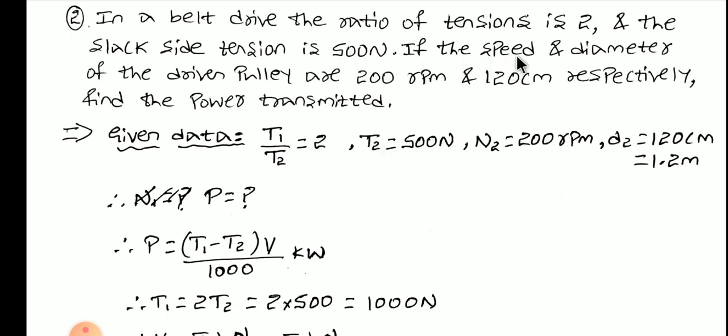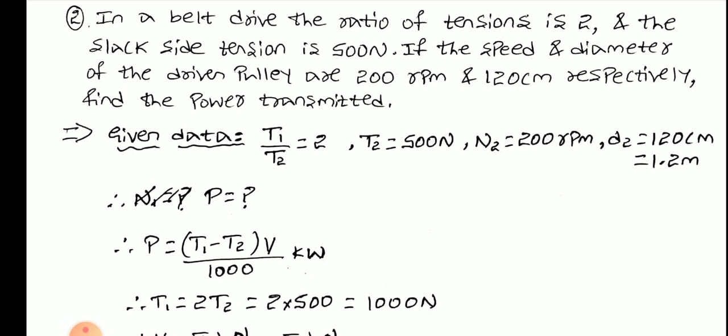If the speed and diameter of the driven pulley are 200 rpm and 120 centimeter. In this case, he has given the diameter of the driven pulley, d2 is 120 centimeter. Convert that into 1.2 meter, and he has given the speed of the driven pulley, which is 200 rpm. For the driven pulley, whatever value they give, either the speed or the diameter, you have to take it as n2 and d2.